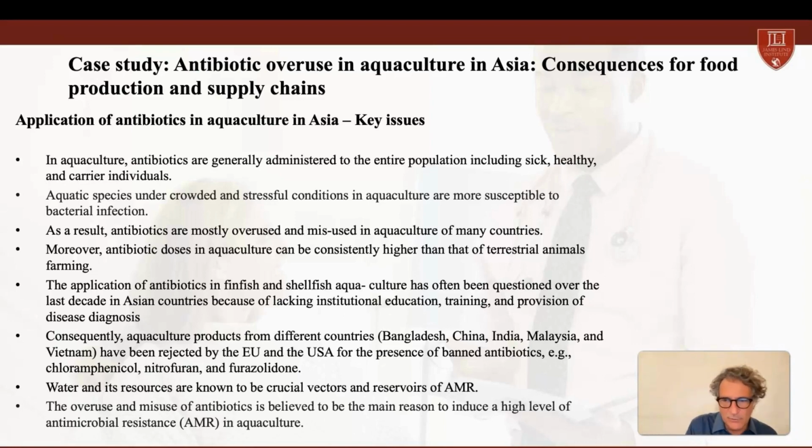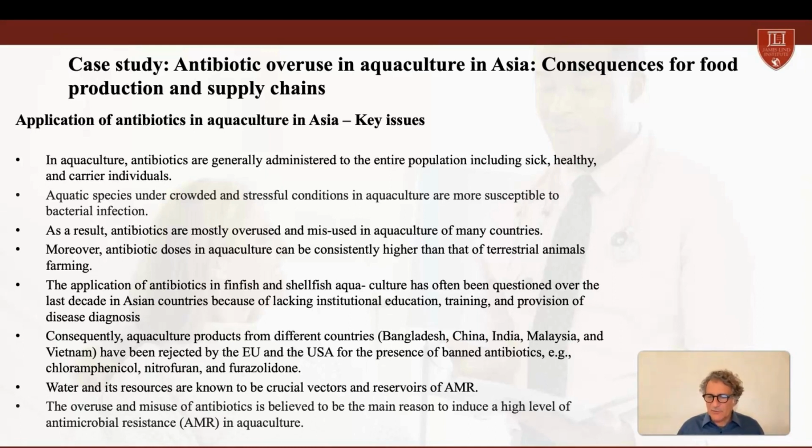So that's one of the scariest problems correlated to the overuse of these antimicrobials, because these countries have fewer protocols and less control, especially when we're talking about small or maybe medium-size aquaculture.